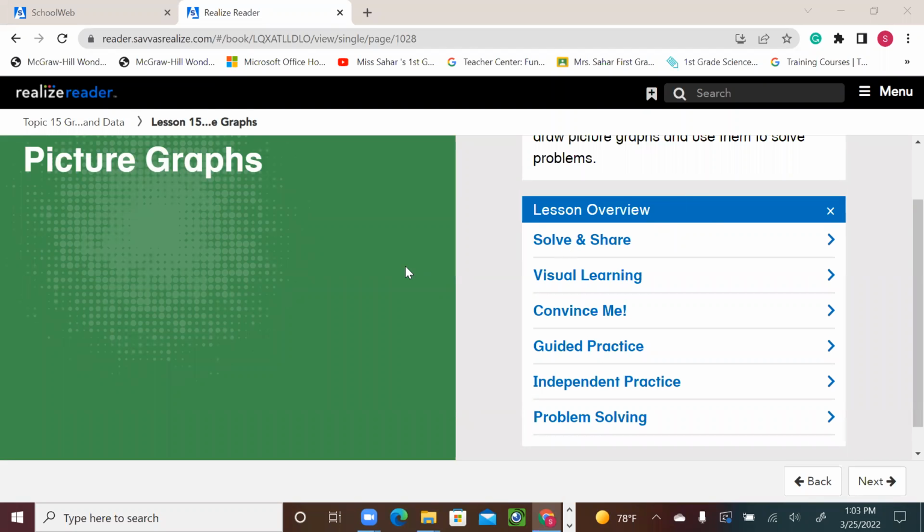Hello, second graders. Welcome to a new math lesson. We are in topic 15. Today's lesson number 4, picture graphs. So let's see what we have.